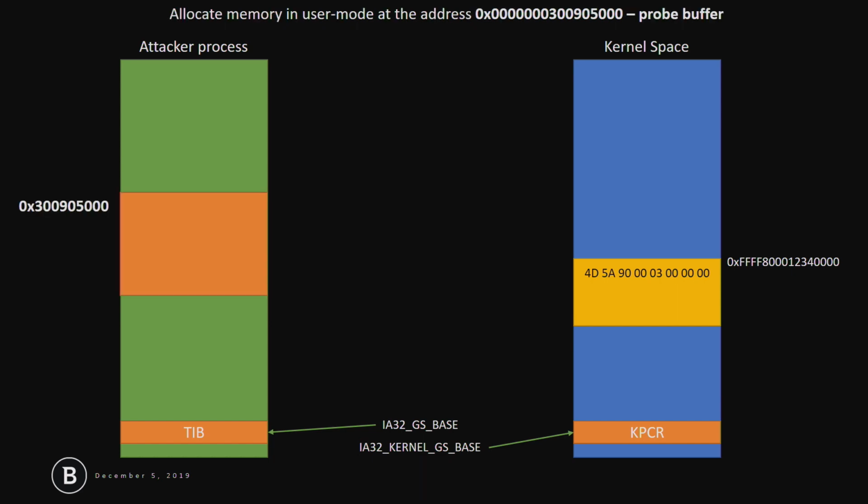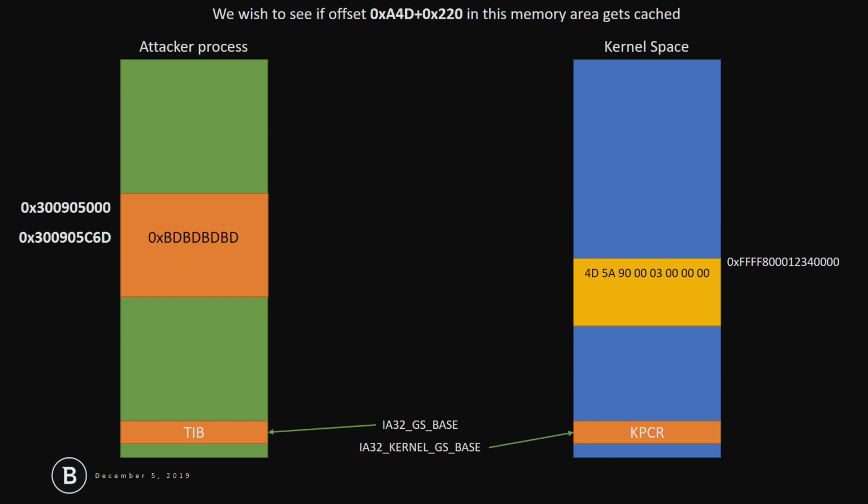All right, so we map inside user space memory an address which resembles the value to be leaked. And we fill it with whatever values. We don't really care what right now. What we want to see is if a particular offset inside this attacker-controlled memory inside user space gets cached. In our particular use case, we are interested in offset A4D plus 220, because this is the exact offset of the MZ value inside the NT header plus the offset used by the instruction following the GS-based addressing.